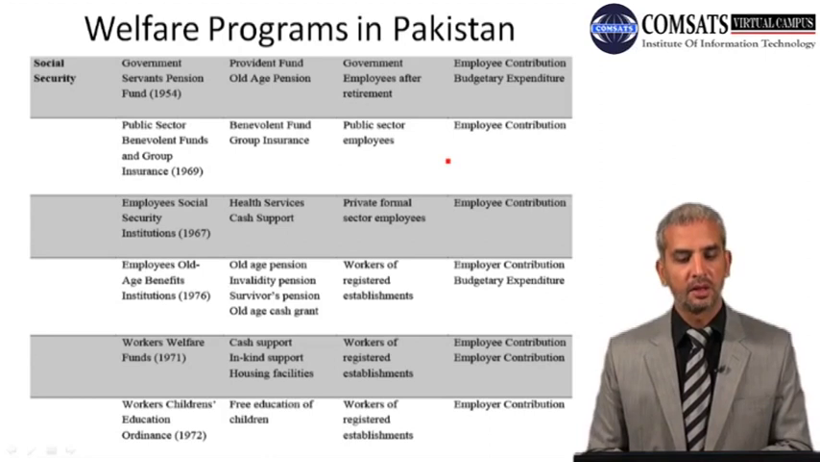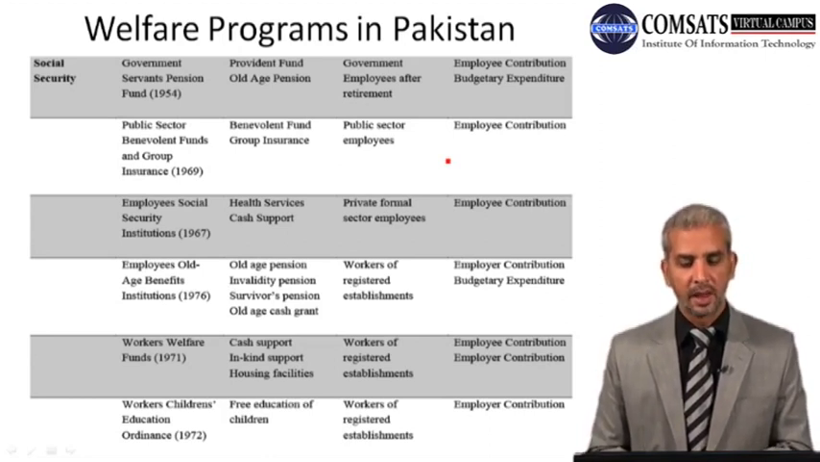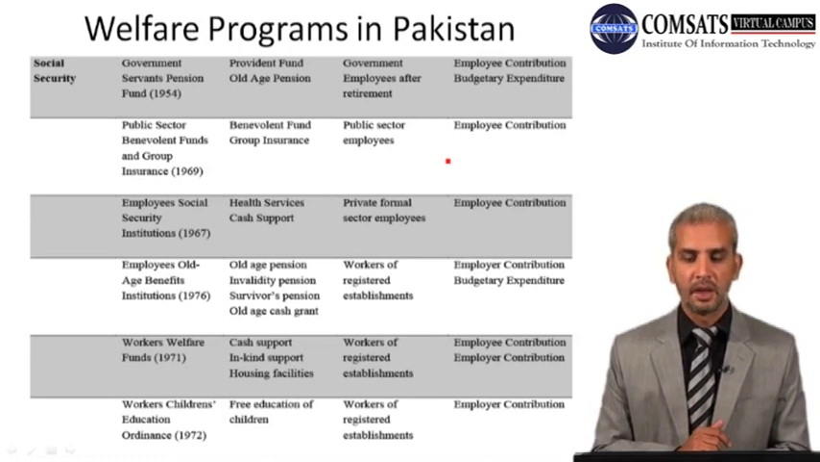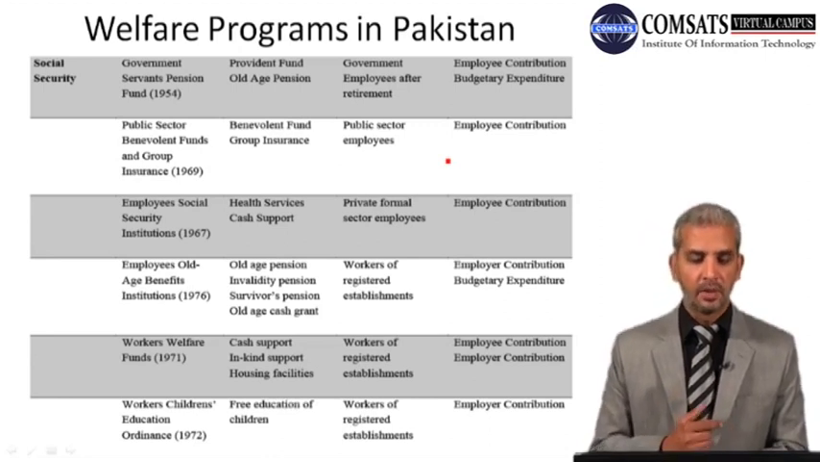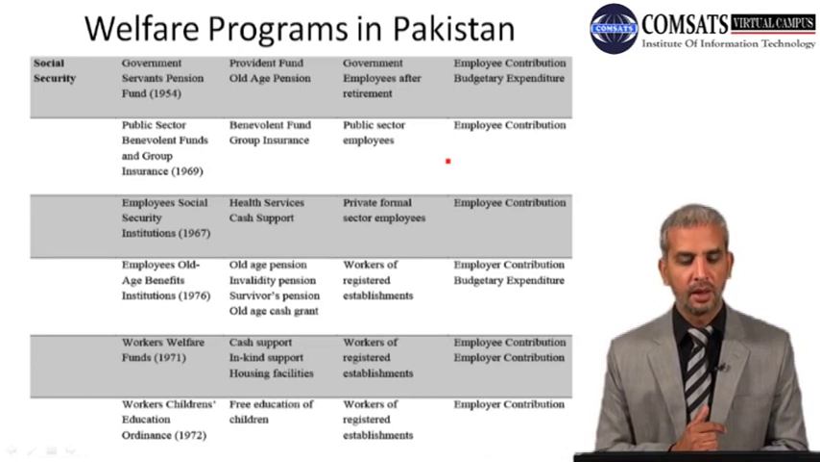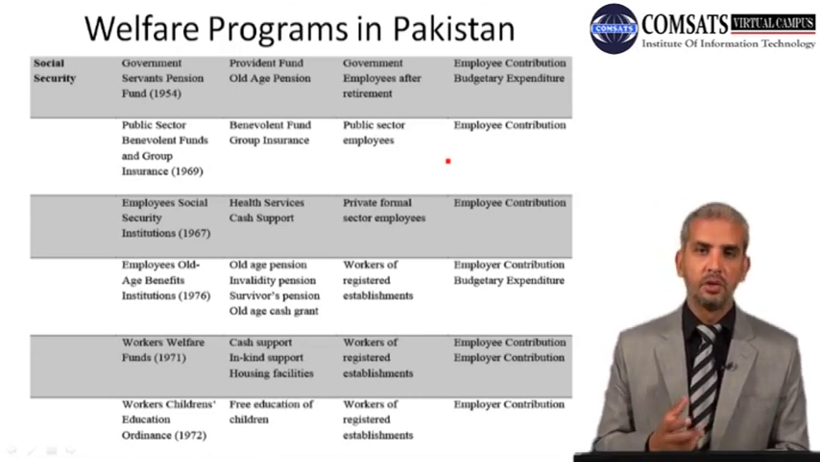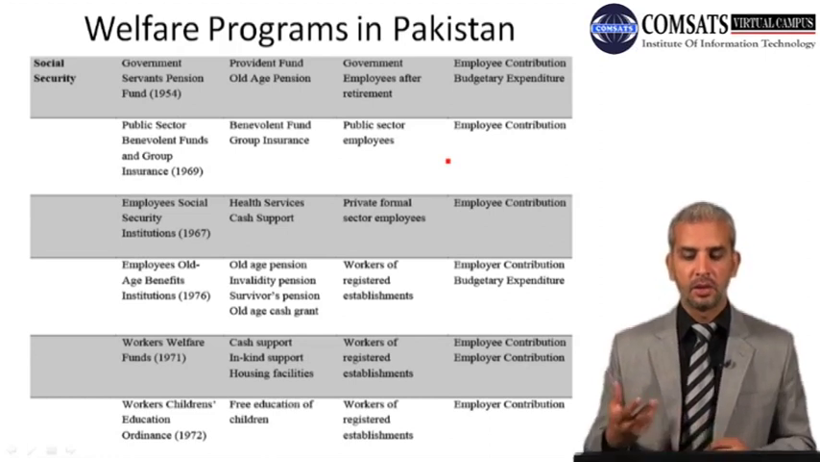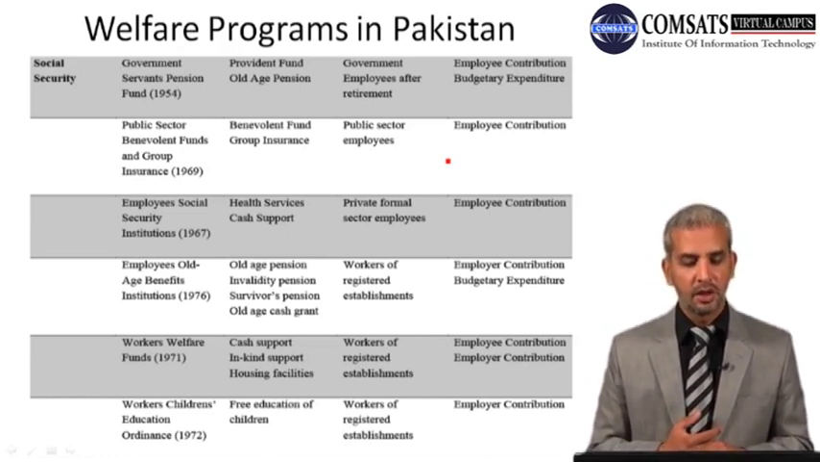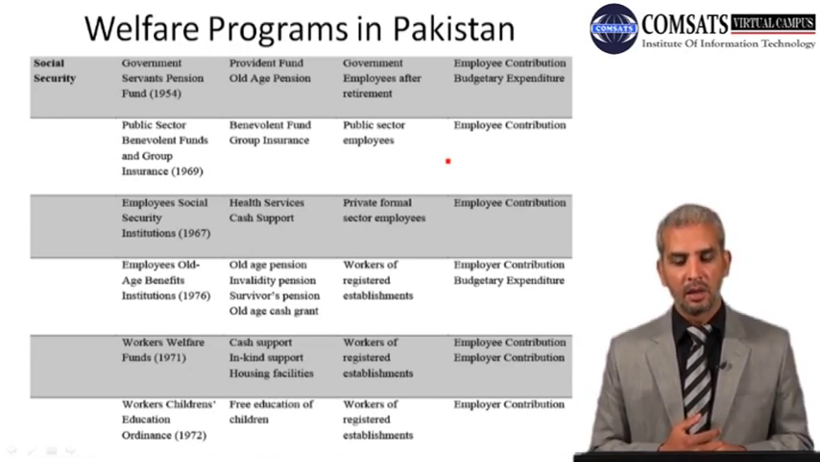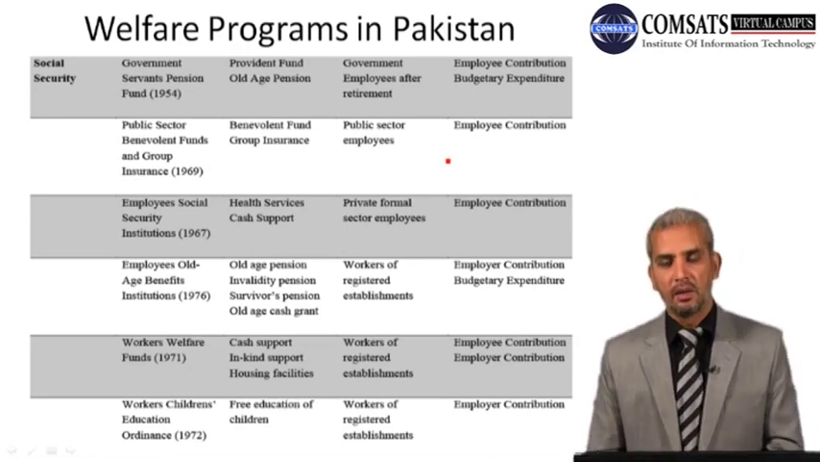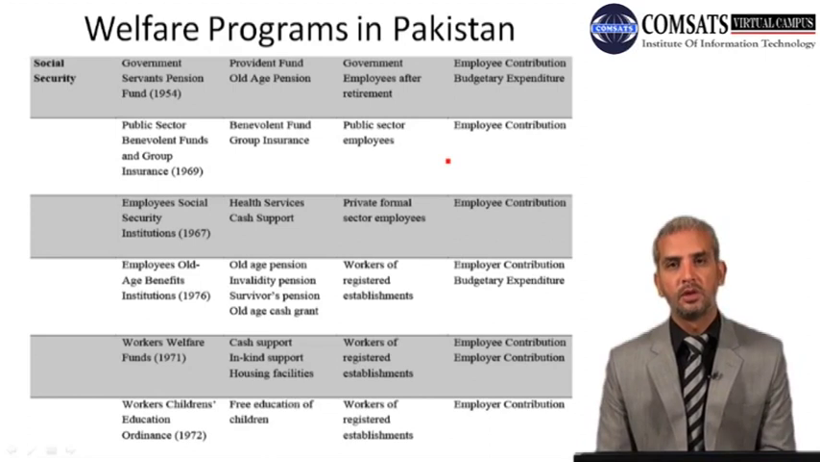Now the first program was the Servants Pension Fund, which was started in 1954, and it was a provident fund for old age pension. It was for government employees after their retirement, and the contribution came from the employees because it was a provident fund, and also from the government through budgetary expenditure. Then there is the Public Sector Benevolent Fund and Group Insurance, 1969. This is a benevolent fund and group insurance for which public sector employees are eligible, and it is based on employee contribution. Then employee social security institutions provide health services and cash support to private formal sector employees, which are also based on the employee's contribution.